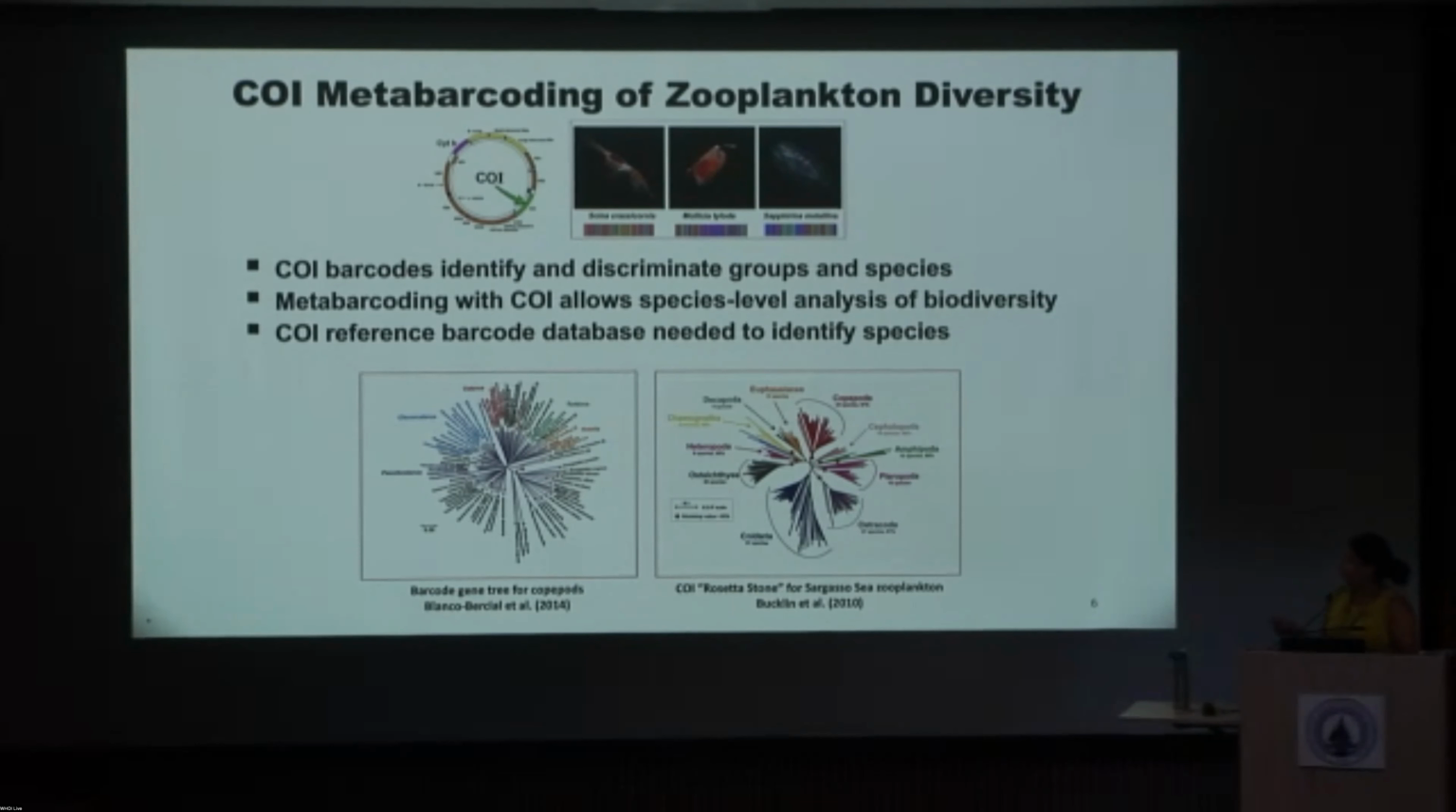So here we have all of this. Like I said, CO1 can have high affinity to sequence or to amplify certain groups like copepods, and this is the overview of all the different groups that CO1 is able to identify.